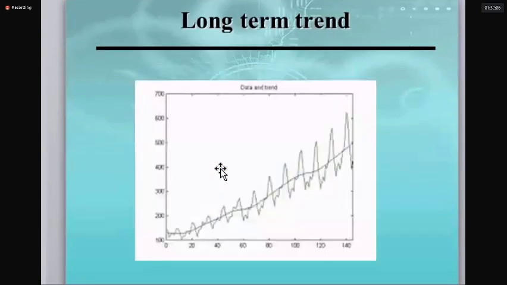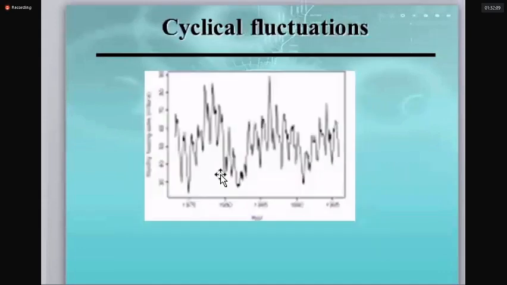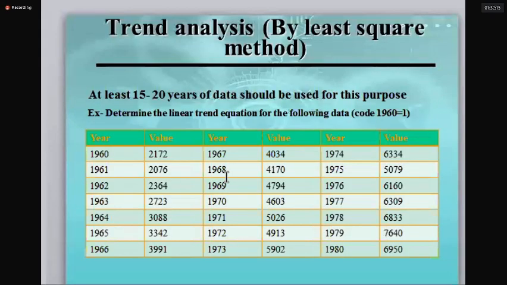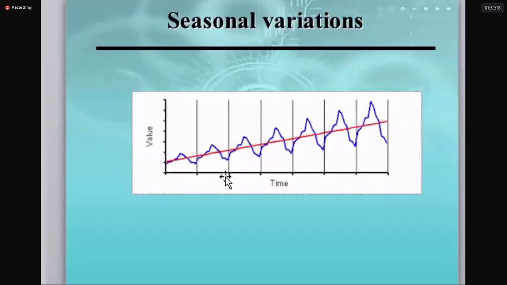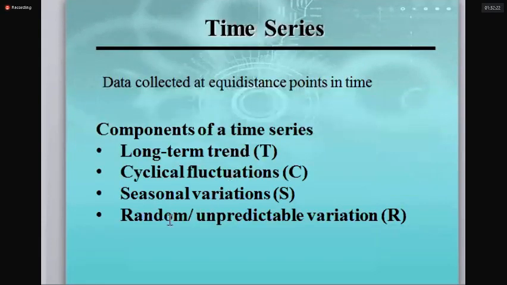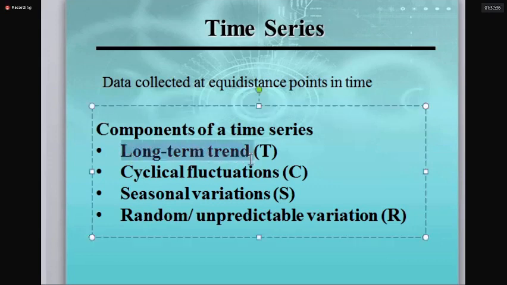So the trend patterns, then cyclical fluctuations and seasonal variations are there in time series data. If you cannot explain any behavior using these three components, we will say that it is random or unpredictable variation. So you don't have to think too much about these things. Since this topic is included in the syllabus, we will discuss this long-term trend calculation.